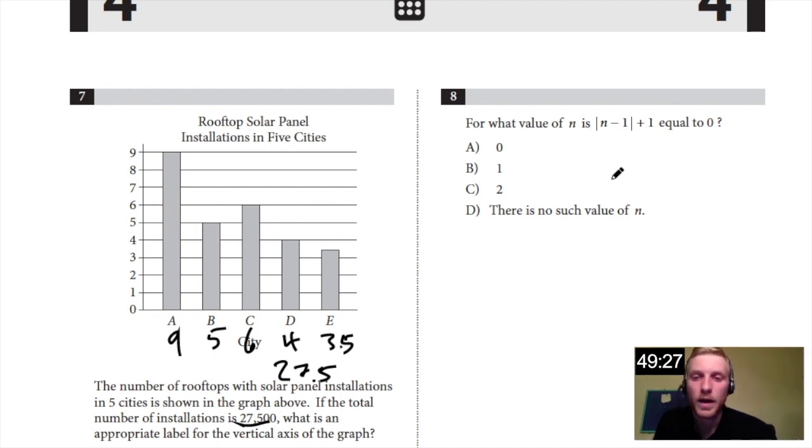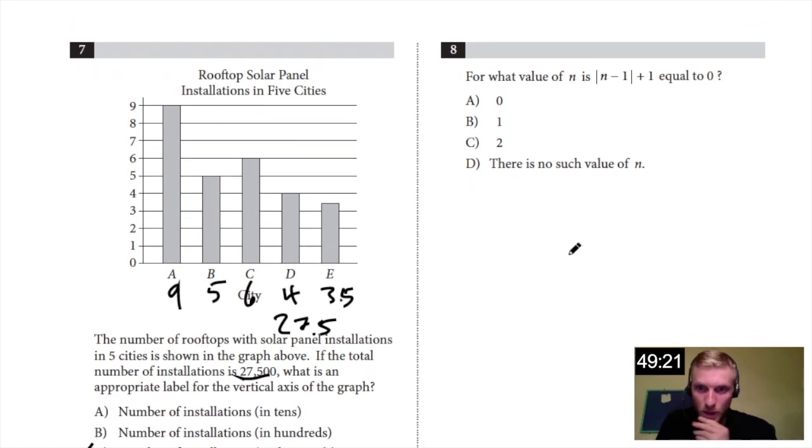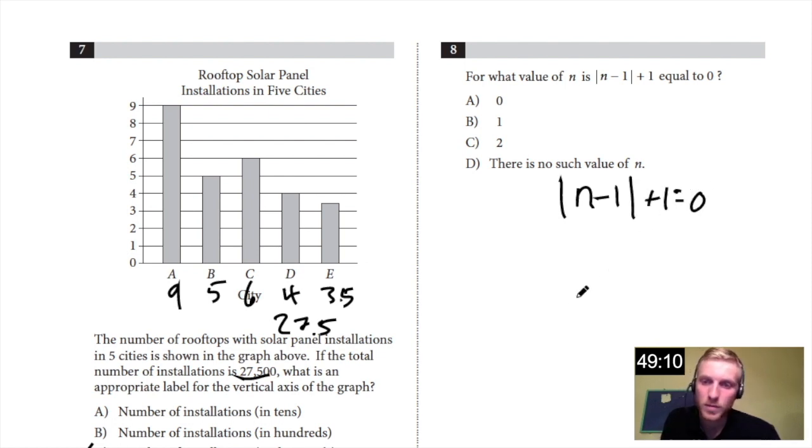For what value of n is n absolute value of n minus 1 plus 1 equal to 0? All right, so we always need to be a little bit careful when dealing with absolute value problems. So let's just set this up. We can say absolute value of n minus 1, plus 1 equals 0. Subtract 1 from both sides, so we're left with absolute value of n minus 1 is equal to minus 1.